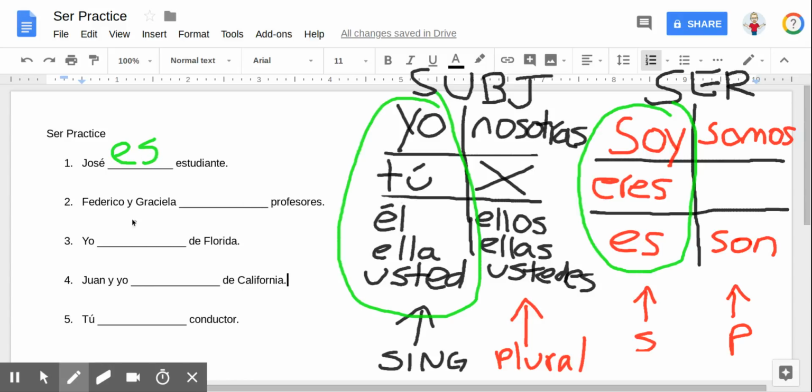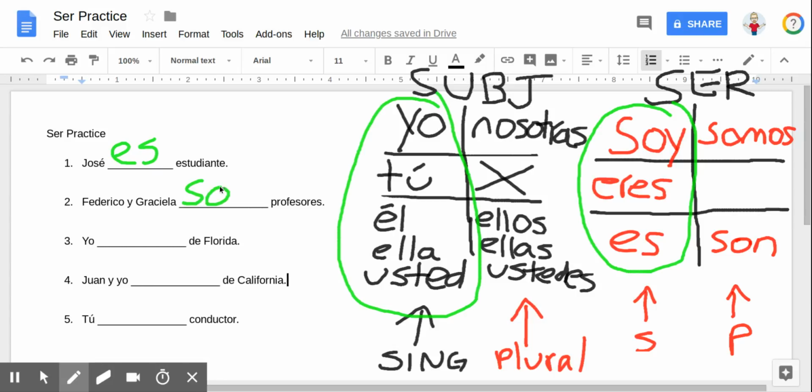Next, second sentence down, I've got two people, Federico y Graciela. It's two people, right? So it's plural. So that means they're going to fall on the right-hand side of this chart. So I'm either going to put somos or son into that blank for the "are" part of that sentence. Federico y Graciela are teachers. So it's either going to be somos or son. We know that somos refers to us or we, so it's not going to be that one. It'll be they are, which is son. So I'm going to put that right here.